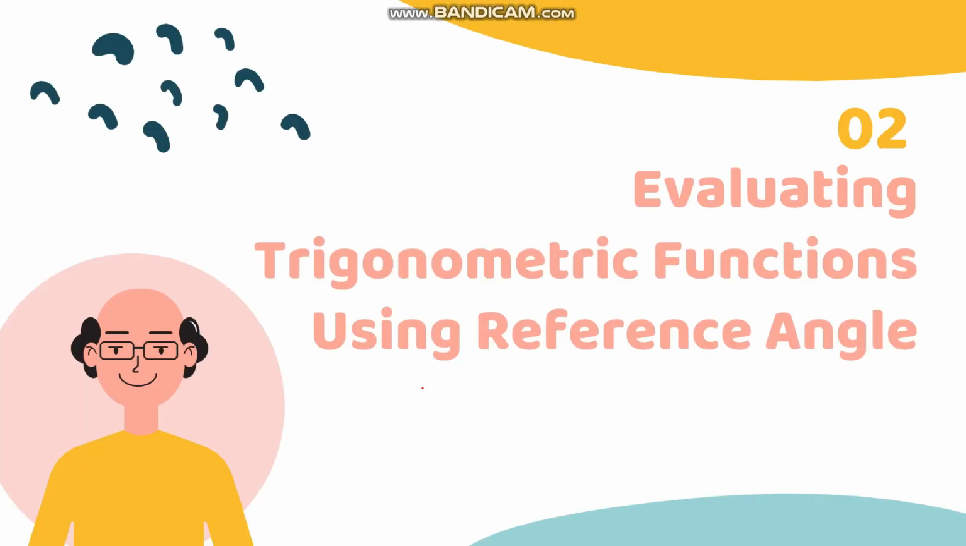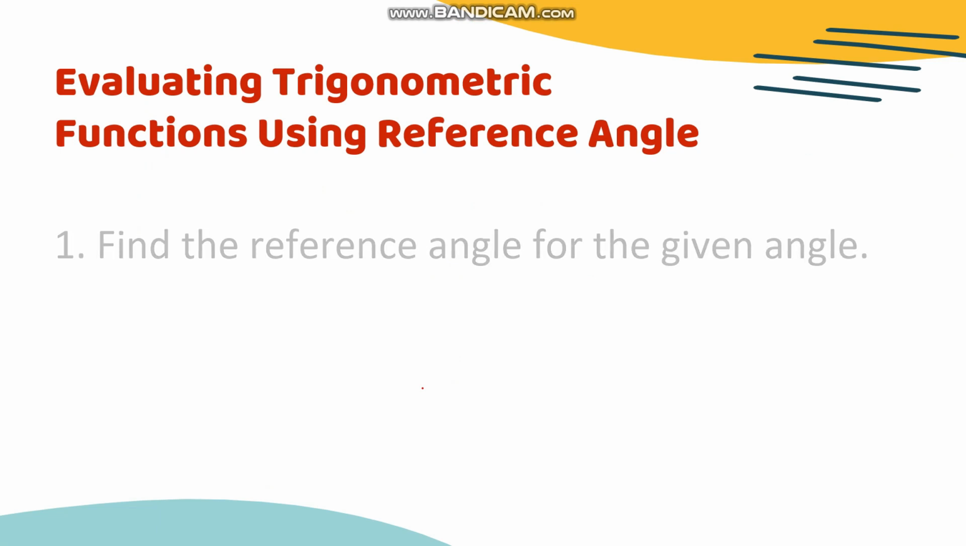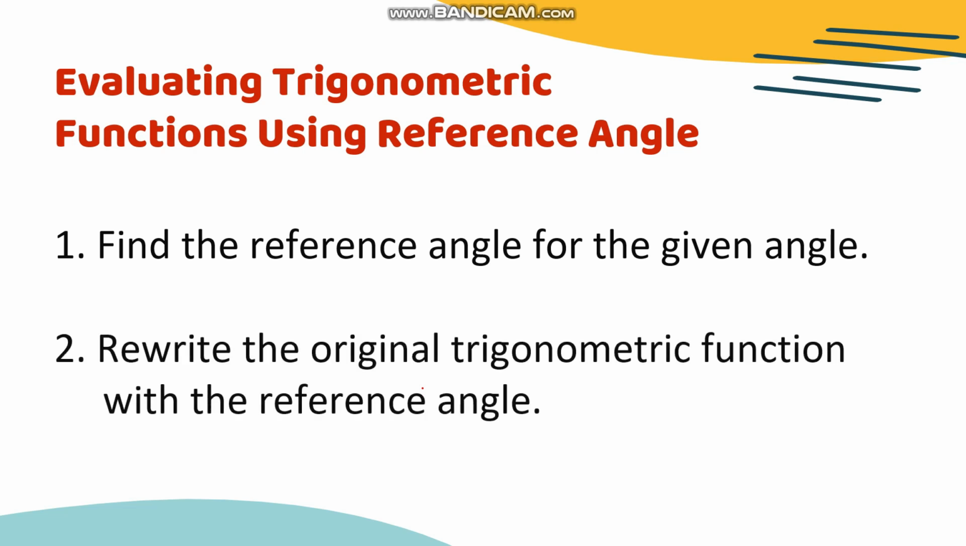Now that we know how to identify reference angles of different angles, we can use them to evaluate the trigonometric functions. How are we going to evaluate trigonometric functions using the reference angle? First, you have to find the reference angle for the given angle, like what we did in the previous examples. Second, rewrite the original trigonometric function with the reference angle.